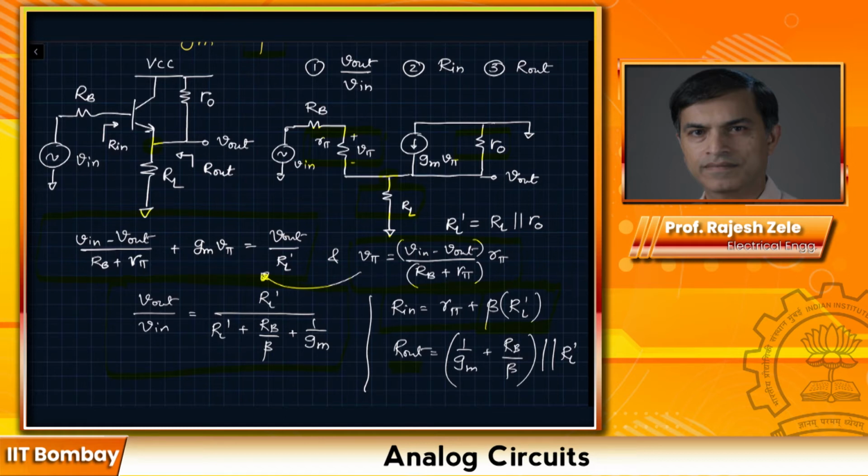And R out is going to be resistance looking back, and that we already did in the previous analysis, which is going to look like reciprocal of GM plus resistance at the base, which gets divided by the beta, and that whole expression in parallel with RL prime, which is again RL and R out in parallel.